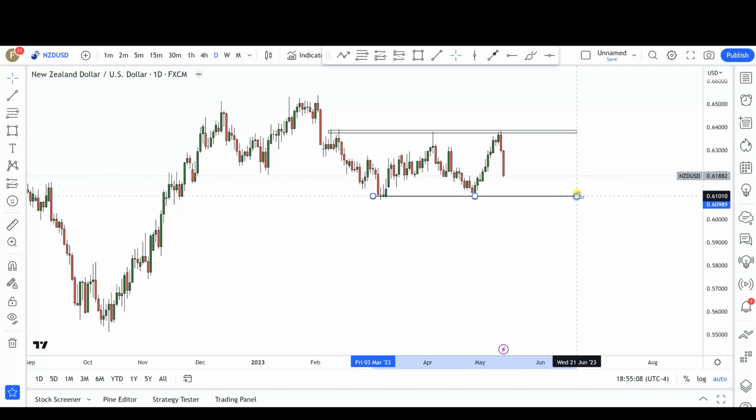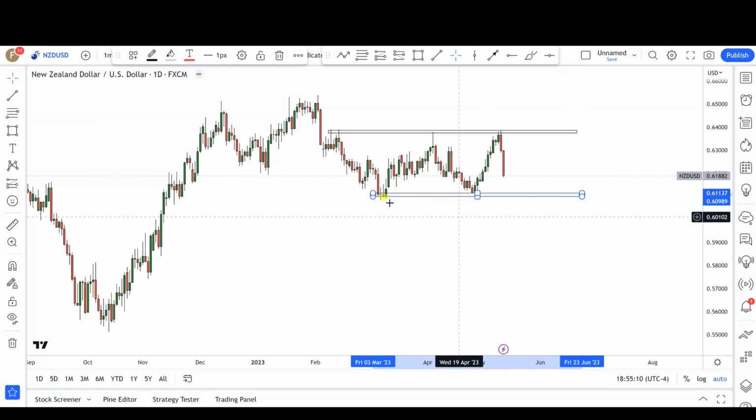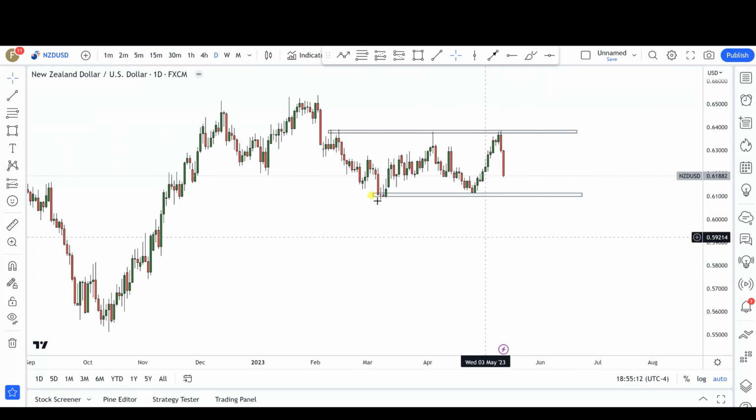Let me drop this a little higher. So something of this nature. We're still quite similar to the price action we have in Australian dollar US dollar, but right now, again, I prefer the Australian dollar currency pair to what I'm seeing here in the Kiwi. So let's see how this goes.